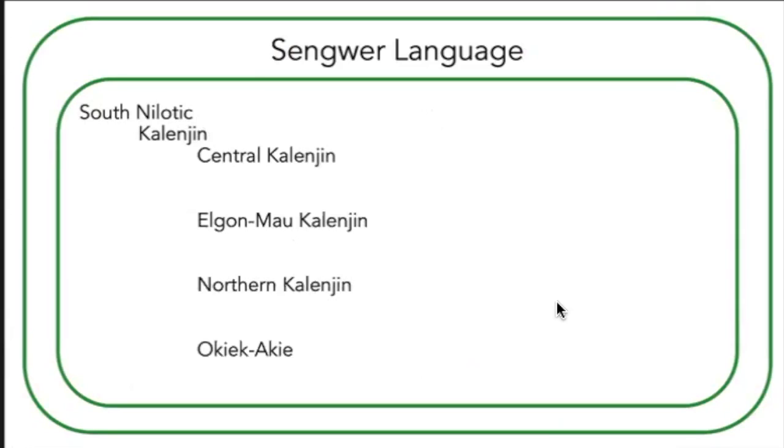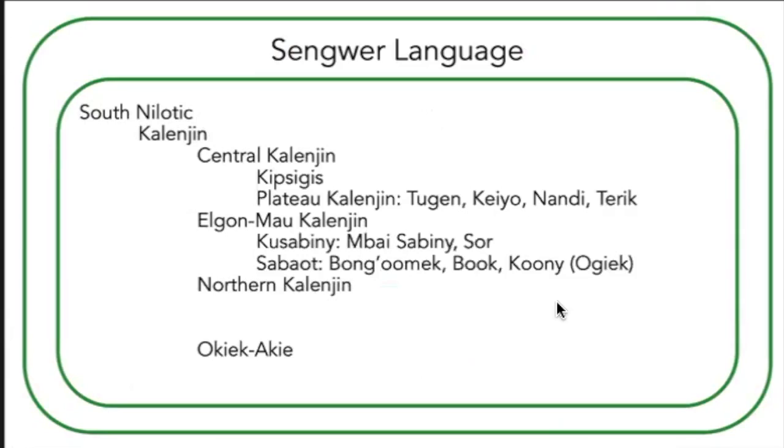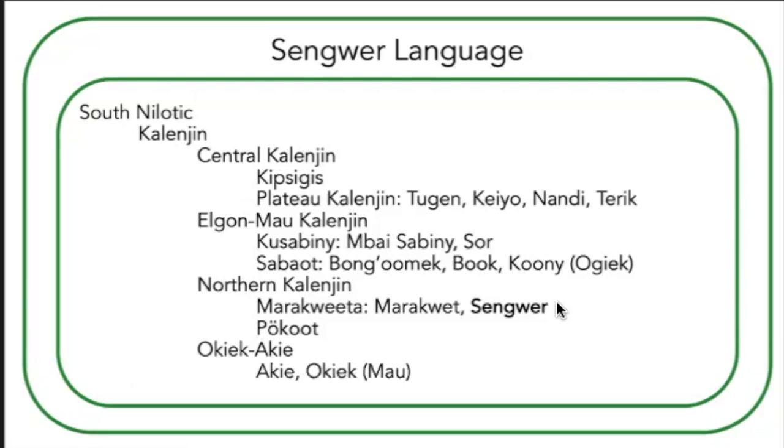So within the South Nilotic language group, Sengwer belongs to the Kalenjin sub-branch. And within that branch, it is currently classified as a Northern Kalenjin variety, together with Marakwet. However, speakers and I don't really agree with this classification, and I've come to believe that Sengwer is probably more related to central Kalenjin varieties like Tugen and Nandi.